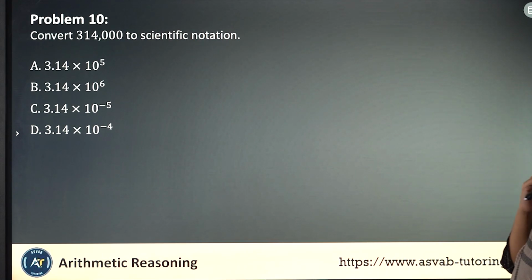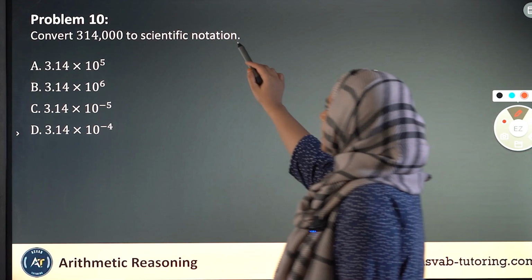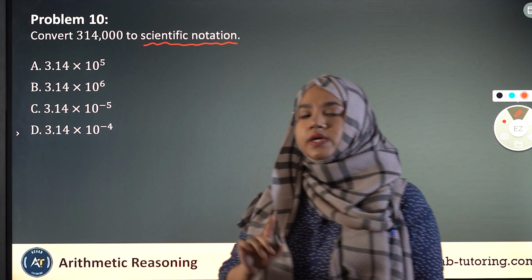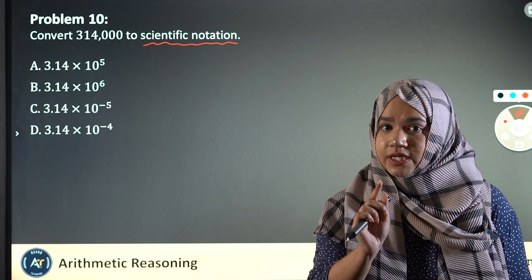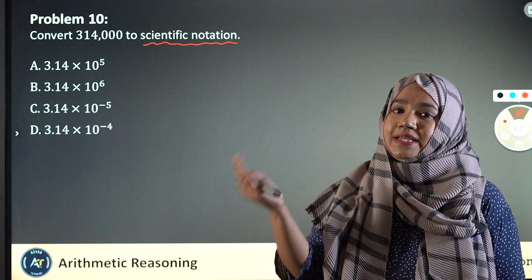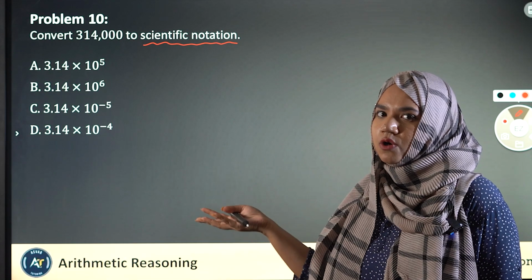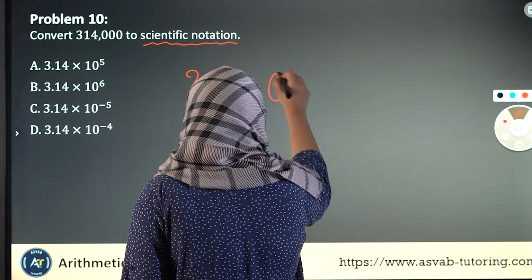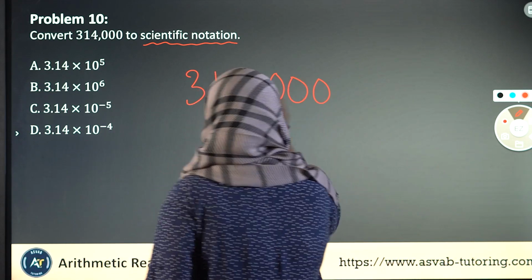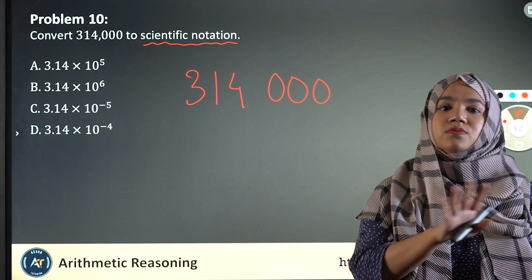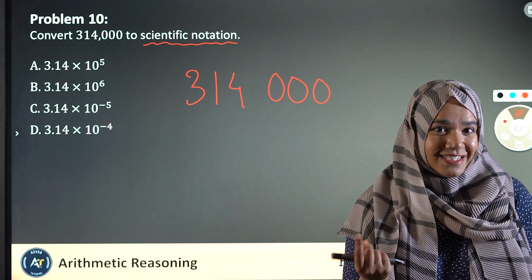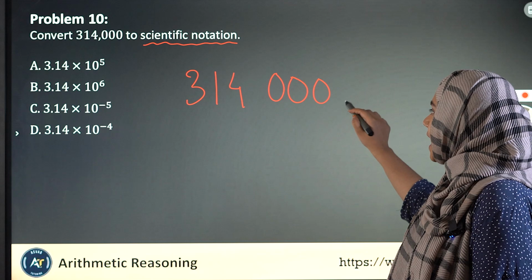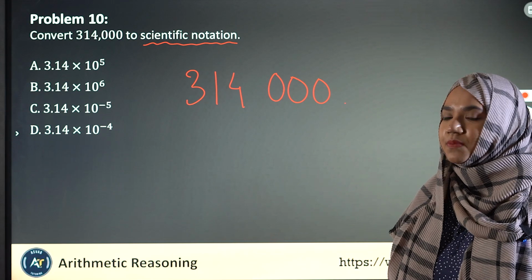So let's look at problem number 10. Convert 314,000 to scientific notation. For any sort of scientific notation, what we do here is, first of all, we put the first digit, the decimal goes right next to the digit, and then everything goes as it is. So we have what? 314,000, right? We don't see a decimal here, but if we don't see a decimal, that doesn't mean it doesn't exist. It does exist on the very end of the entire number, okay?